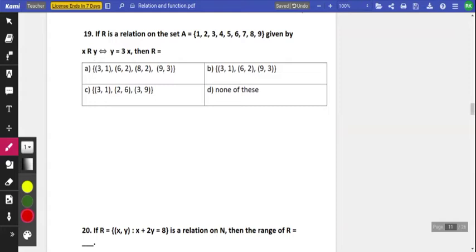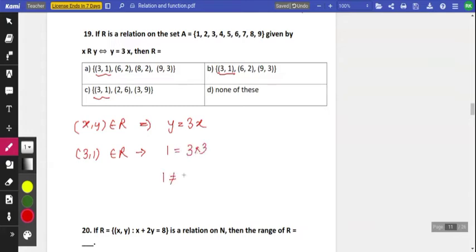In this question, you have to check which of the following relations is correct. Relation: x comma y belongs to relation R if y equals 3x. In options A, B and C, 3 comma 1 is present in all three options. Now we check whether 3 comma 1 belongs to relation R or not. 3 comma 1 belongs to relation R only when 1 equals 3 multiplied by 3. In this case, 1 is not equal to 9. Therefore, 3 comma 1 does not belong to relation R. So options A, B and C are not correct. So the correct answer is option D, none of these.